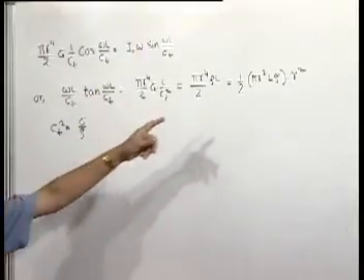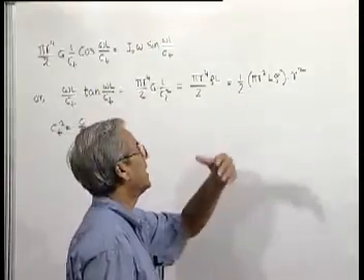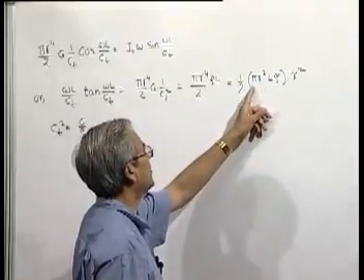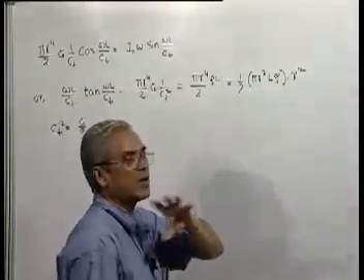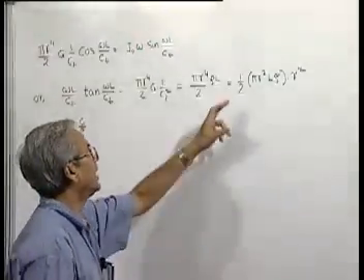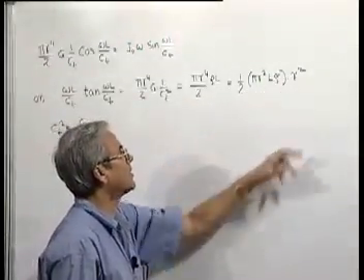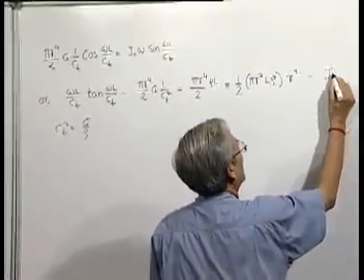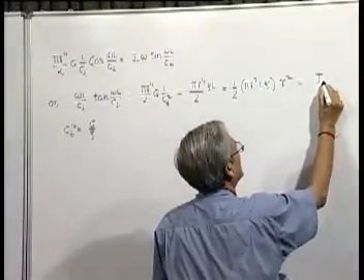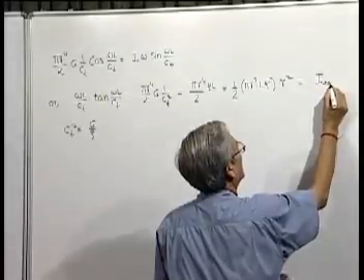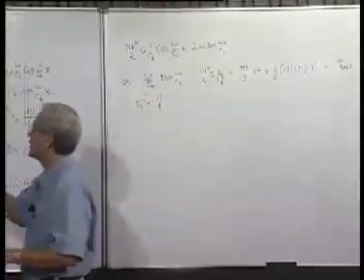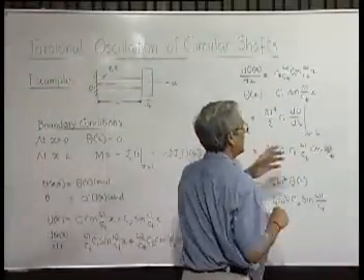Now this pi r square is the cross sectional area, L is the total length of the shaft. So this is nothing but the total volume of the shaft into rho. This is the total mass of the circular shaft, and half into mass of the shaft into r square is nothing but second moment of area of the shaft. That means if we treat the shaft as a rotor, then there is a polar moment of area.